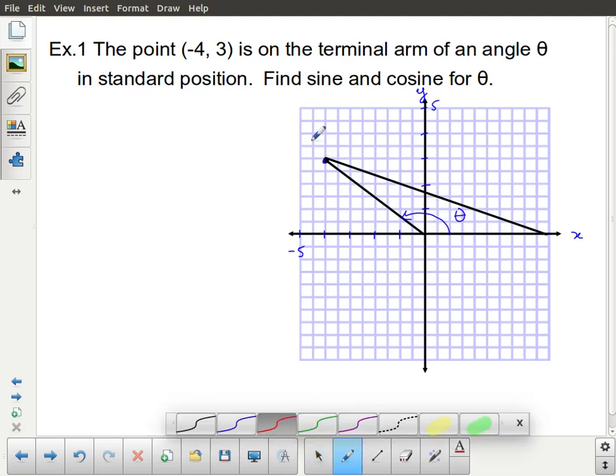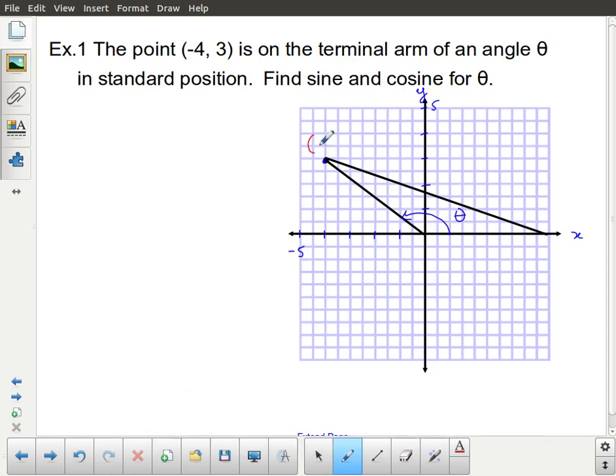What we have here is the point, which is at -4, +3. I've chosen this specifically to make it easy, so we can use the relationship, which is that r squared is equal to x squared plus y squared. So we get r squared is equal to x, which was -4, but it's -4 all squared, plus y squared, which is +3 squared.